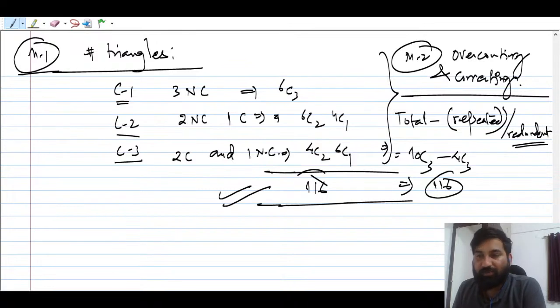Yes, Atif, 4C3 is subtracted because a triangle formed by 4 collinear points is not valid. Yeah, very good. So we'll meet in the next session, guys.